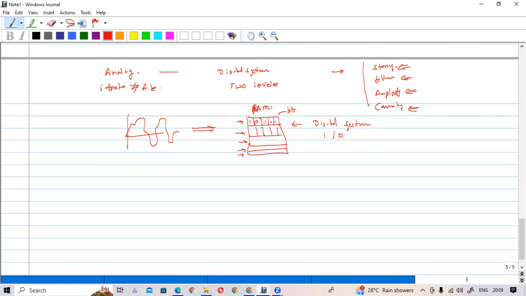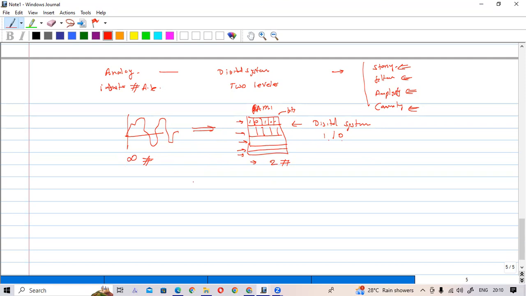You can't do this because this has an infinite number of amplitude levels, but here you have only two amplitude levels. Normally we use 0 and 1, also referred to as a bit. So somehow you have to convert this infinite number of levels into two levels. Then you can store it.